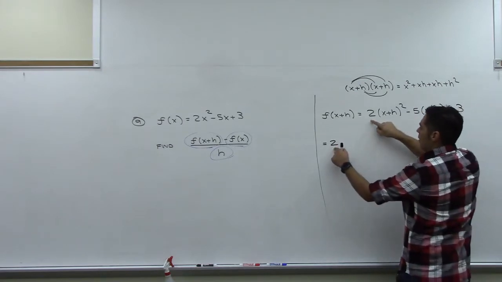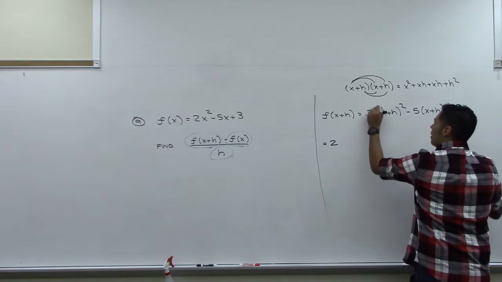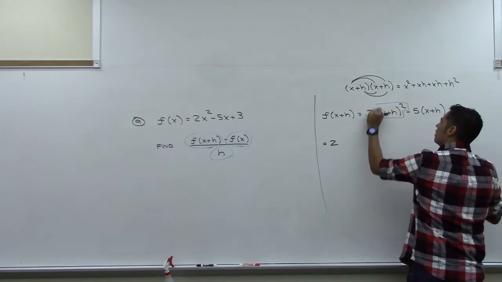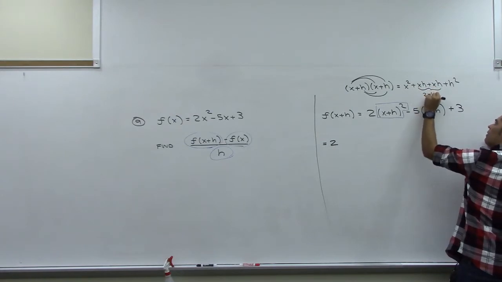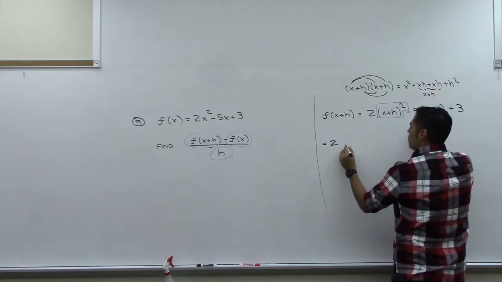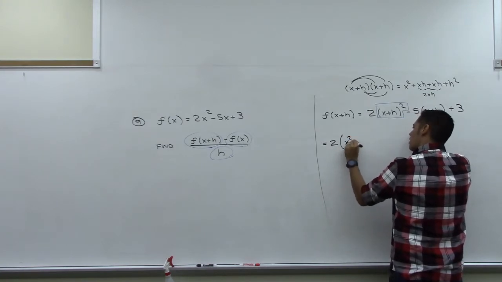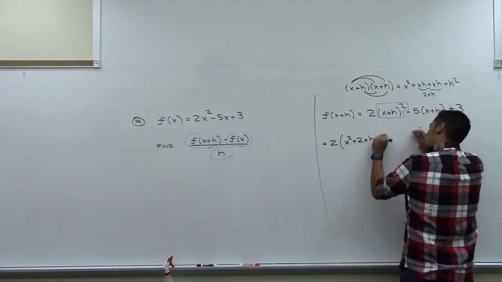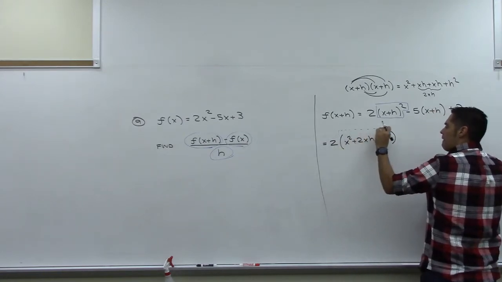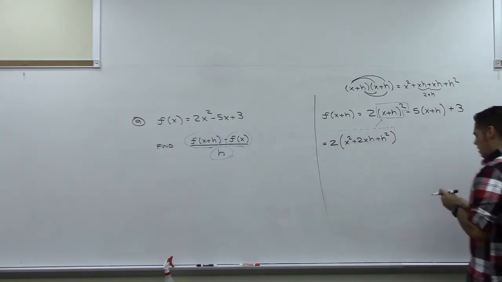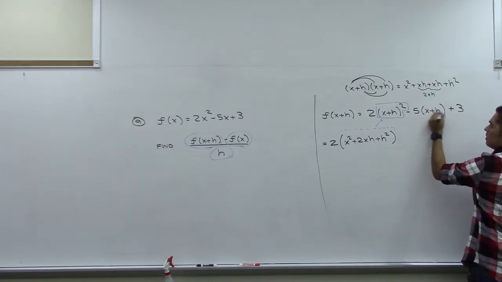So I have the 2 out here, and then this piece right here is going to be that, but I'm going to go ahead and drop those 2 together like that. So this becomes 2, and then I'm going to put in parentheses, it'll become x squared plus 2xh plus h squared. So this piece right here is that. And then here, all we have to do is distribute the negative 5 through.